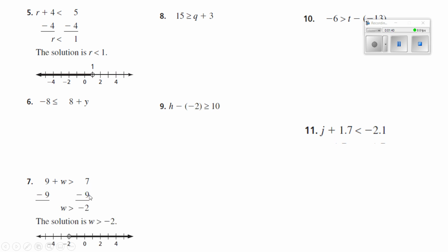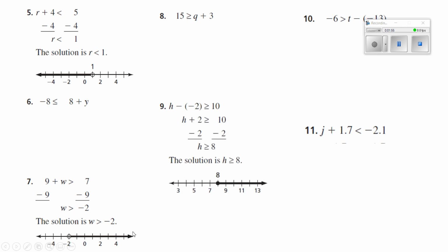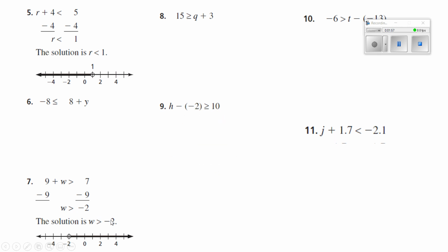Number 7, I'm going to go ahead and subtract 9 from both sides. When I do this, I got different signs. I'll take the big number minus the small number. 9 minus 7 is 2. Keep the sign of the big number. So I know w will be bigger than -2. Notice the w's on this side, so I'll follow the arrow pointing this direction, right? And that's also going to be an open circle since it's not equal to it. Number 8 is for you to do.